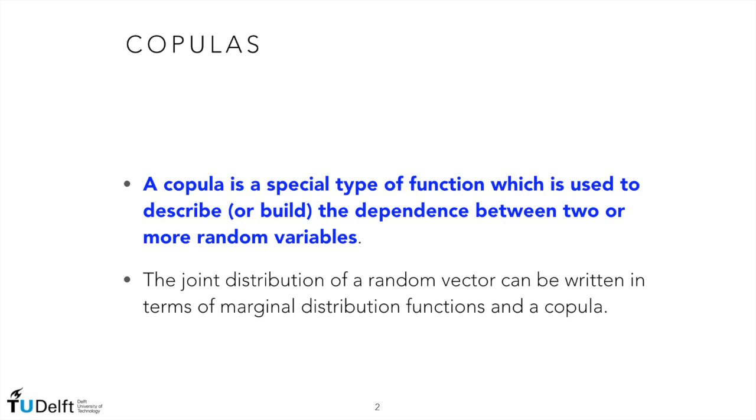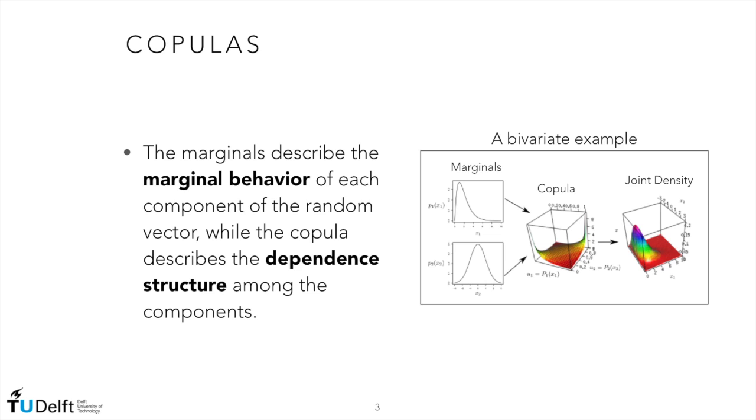So, a copula is a function used to describe the dependence between two or more random variables. With copulas, we aim to represent the joint distribution of a random vector. In the copula approach, the copula describes the dependence structure among the components of the random vector, while their marginal behavior is contained in their marginal distributions.